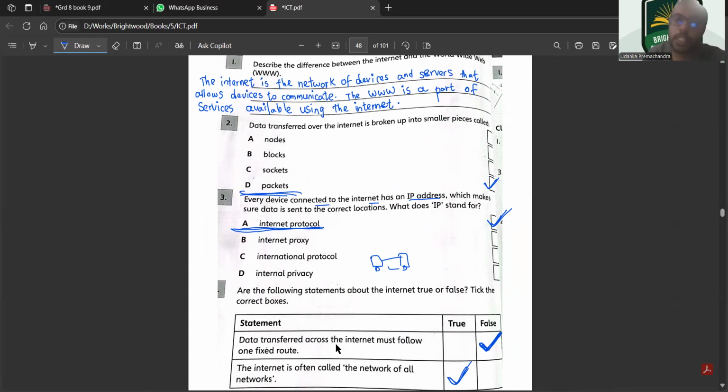Data transfers over the internet are broken up into smaller pieces called data packets. Every device connected to the internet has an IP address, which makes sure data is sent to the correct location. What does IP stand for? IP stands for Internet Protocol.